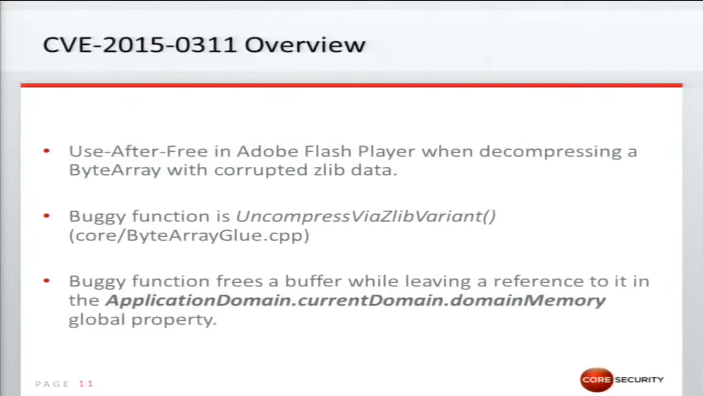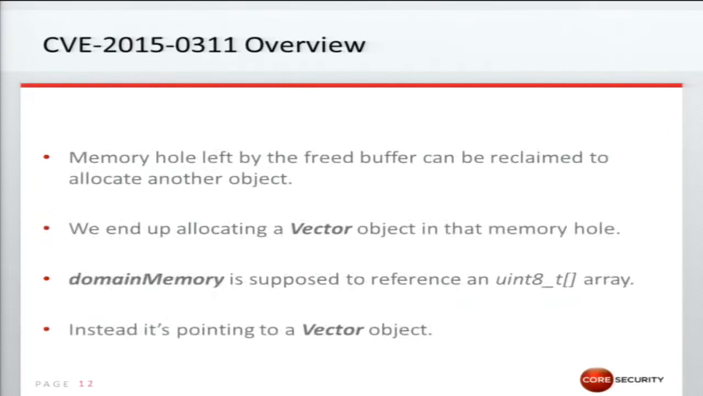This vulnerability is a textbook use after free affecting Flash. The vulnerable function is called uncompress via zlib variant. This vulnerability happens when decompressing a byte array containing corrupted data. This buggy function will free a buffer while it's possible to keep a reference to it in the domainMemory global property, which is a property of ActionScript.